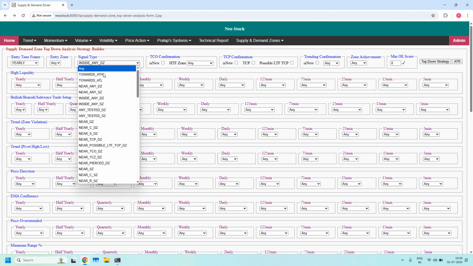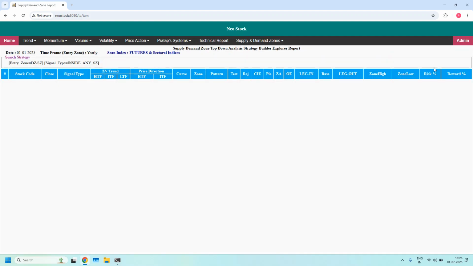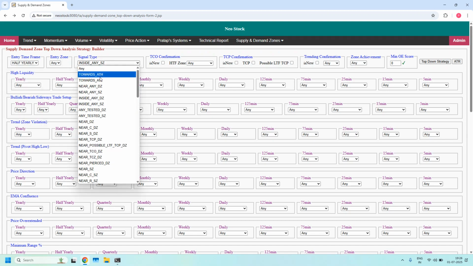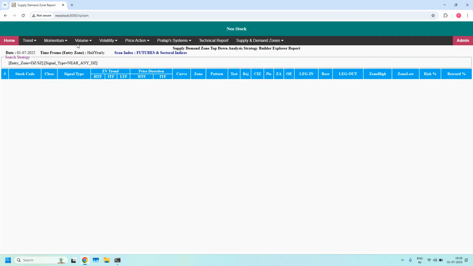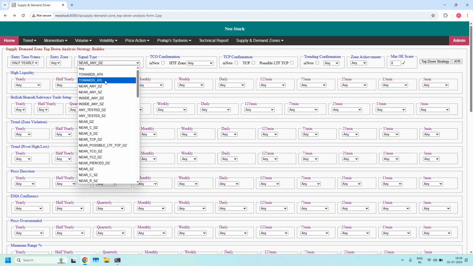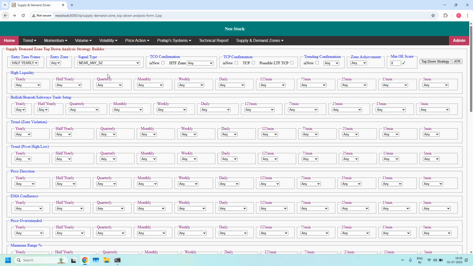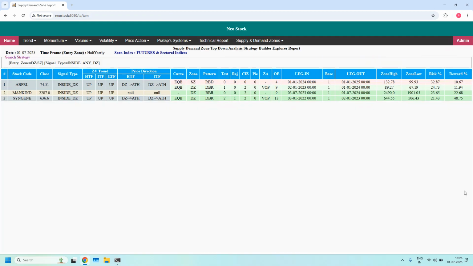Next, price closed inside the yearly supply zone. No stocks. Next time frame half yearly. Stocks near half yearly demand zone. No stocks. Stocks near to the half yearly supply zone. Also no stocks. Next, price closed inside the half yearly demand zone. We got 3 stocks.